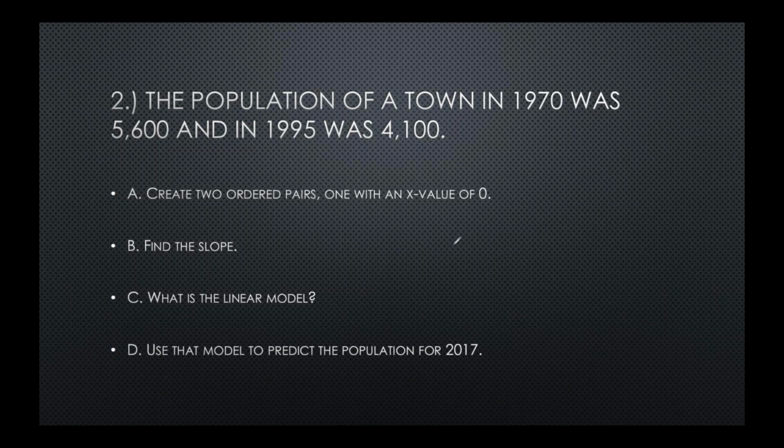So in order to create a model, we know we need a slope and a y-intercept. So I have to find those. But if they don't give them to you, you need ordered pairs in order to find them. So one thing to remember, let me do a little drawing here.